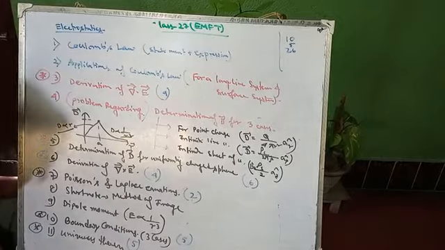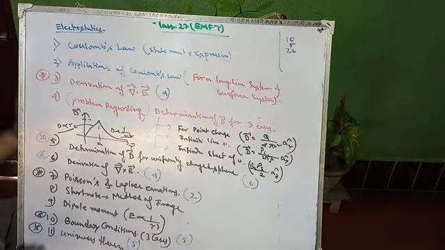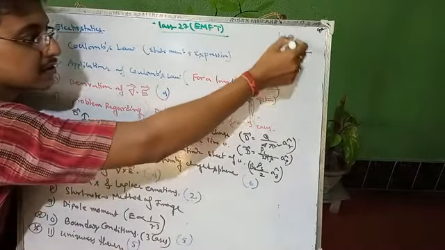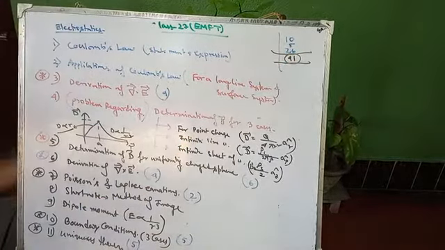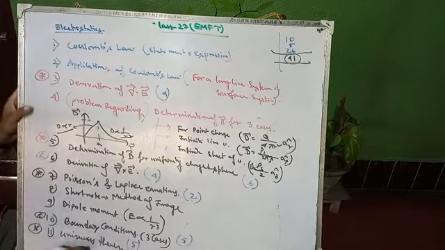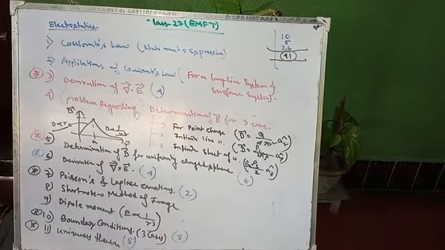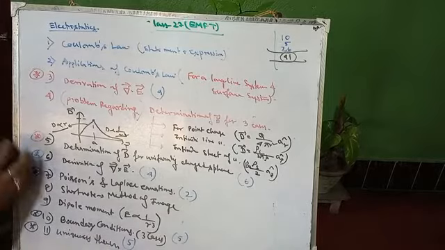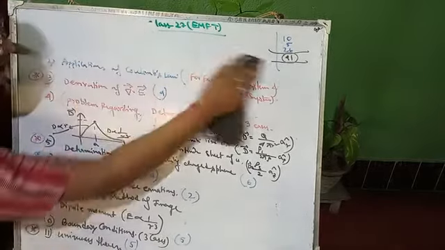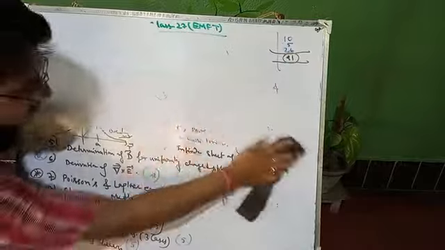Up to this much, that is up to electrostatics, I will give you 36, 41, total 41 marks common. So total 41 marks you will get common. So today's topic is magnetostatics. I will start the magnetostatics.